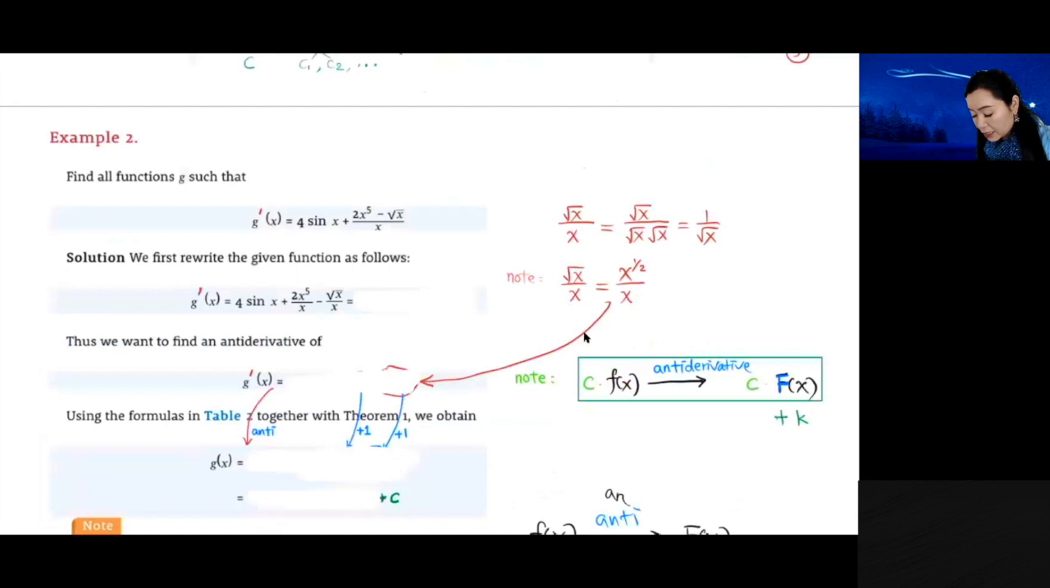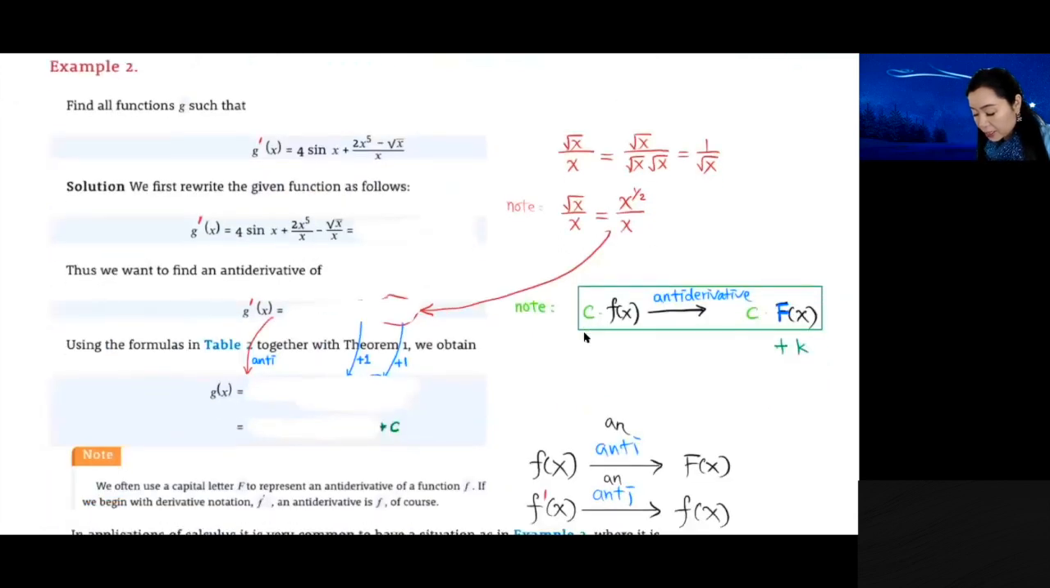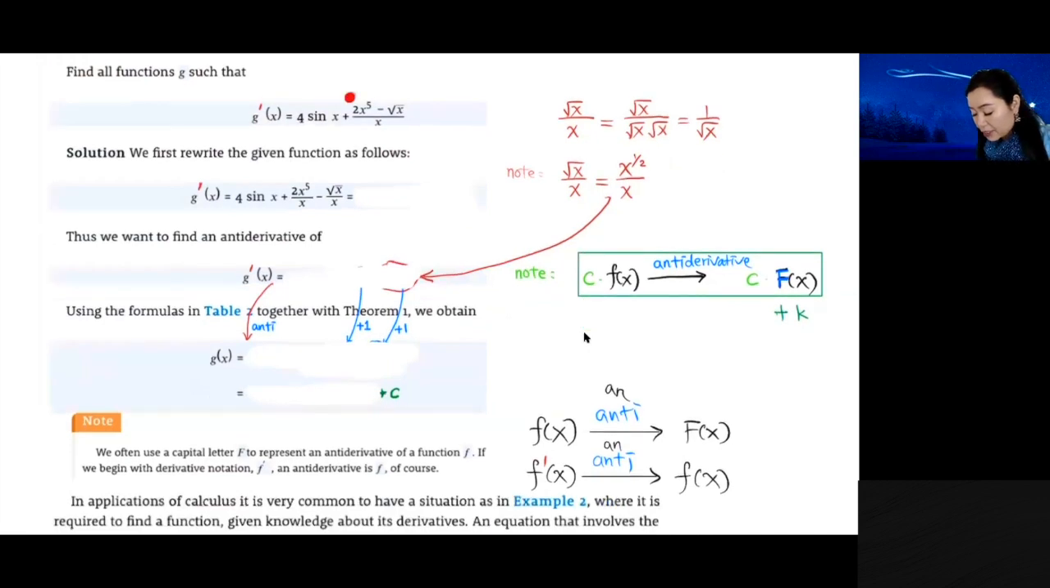Now let's look at this example. We're trying to find all functions g such that the derivative g is equal to this. Now, this part over here doesn't match any function that we have in the table. We're trying to break it into two separate terms, because that way we can write it as powers, and then we can use the power rule to find the antiderivative. So we have 2x to the 5th divided by x minus square root of x divided by x over here. So we write that term by term.